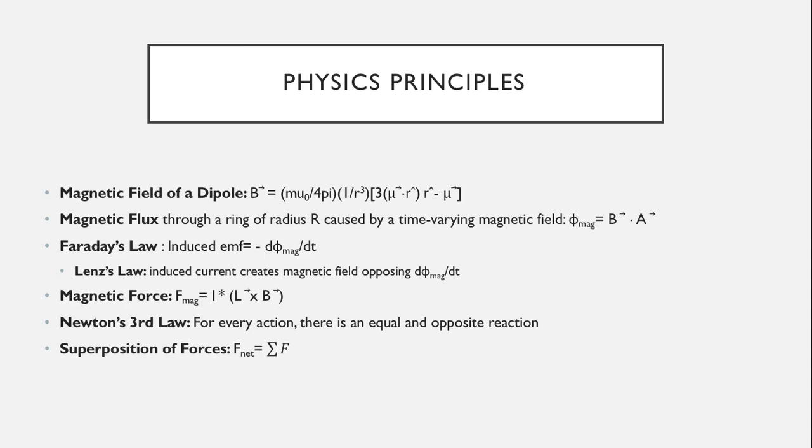So first, some physics principles we're going to need to know would be the magnetic field of a dipole formula and the magnetic flux through a ring with a known radius caused by that time-varying magnetic field, as well as Faraday's law that tells us about the EMF of that induced current, and Lenz's law telling us the direction of that current, as well as magnetic force, and Newton's third law and the superposition of forces.